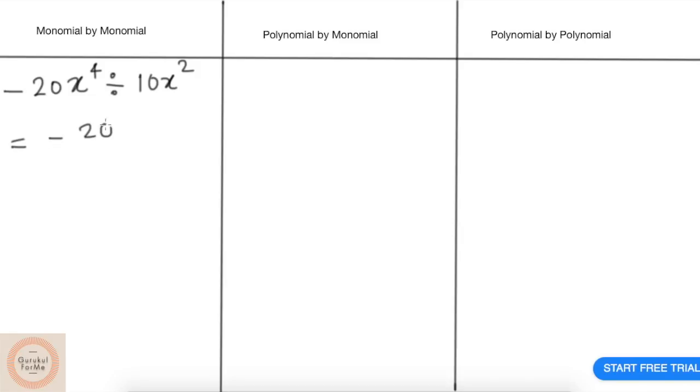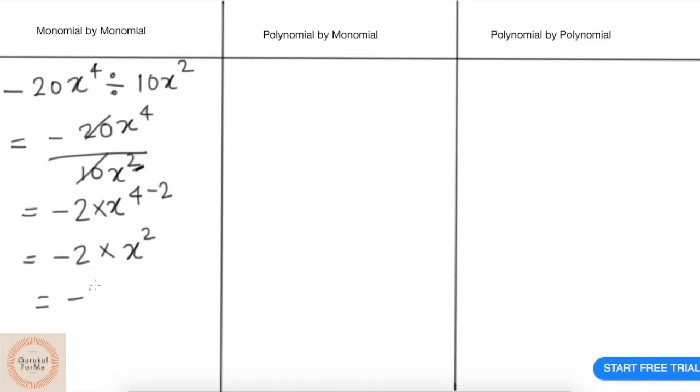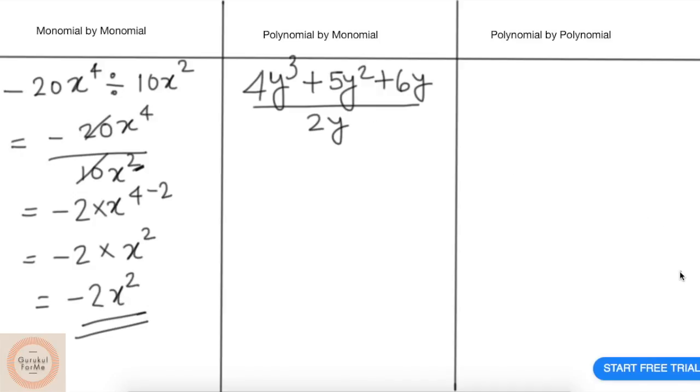How do we write it? Write it as, can we reduce the like terms, x raised to 4 minus 2, why? Because this 2 goes up and that becomes minus. So the answer is minus 2x square. Okay, so polynomial by monomial. What is a monomial? It's one term. What is poly? It's more than one.